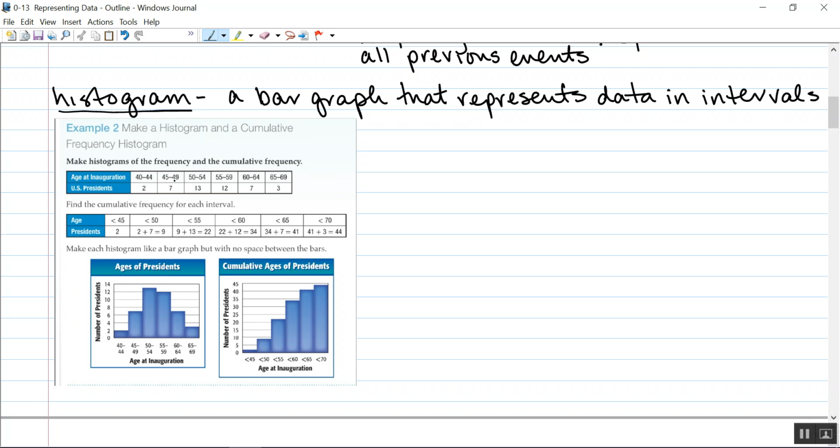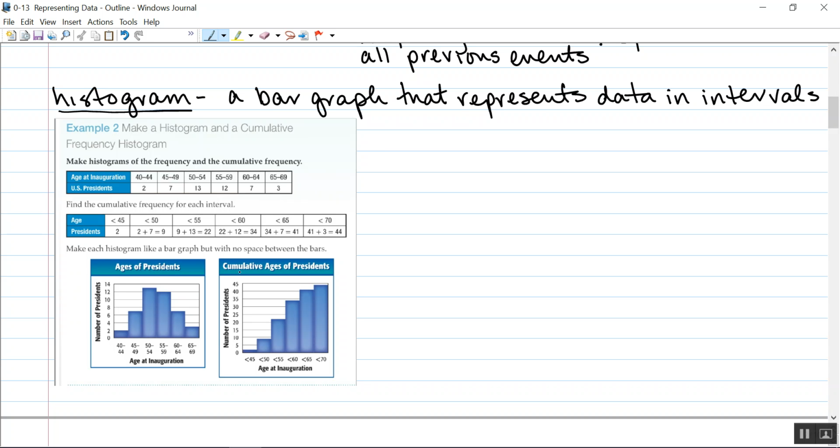Let's go back to this chart up above here. You'll notice that if we're looking at ages less than 50, so those that fall in this 45 to 49 category and those that fall in this 40 to 44 category, there are 9 presidents who were less than 50 years old when they became president. And then if you jump up to the next category, you're going to have 22, or 2 plus 7 plus 13 presidents who were less than 55 years old when they became president. So that's represented in this table here. So less than 45 is 2, less than 50 is 9, less than 55 is 22, and so on. And then those are the values that are graphed in this cumulative frequency histogram.